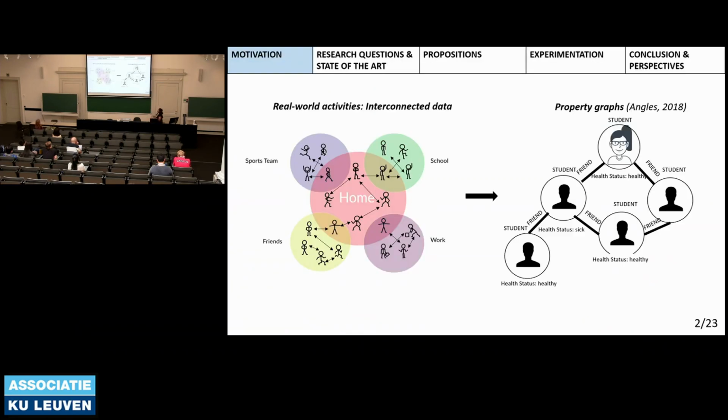So first, let's start with the motivation of our paper. In the real world, entities such as objects or people are interconnected in many ways. For instance, we can see on the left figure that people interact during their activities at school, at work, or on their social networks. Such activities generate interconnected data. Interconnected data are generally represented by property graphs. So we can see there a property graph.